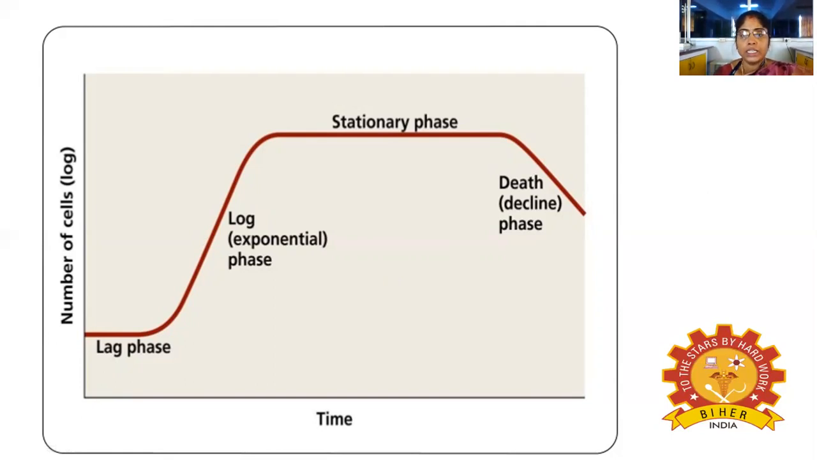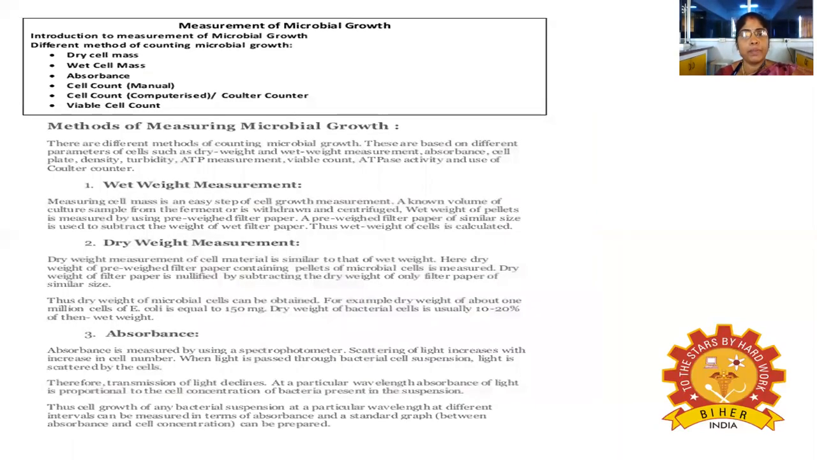In the death phase, there is nutrient depletion, since all the nutrients were initially utilized during the lag and log phases. As the product has been entirely formed in the stationary phase and the nutrients have been depleted, the product is ready to be extracted or isolated in the form of biomass. So how can this biomass be measured?